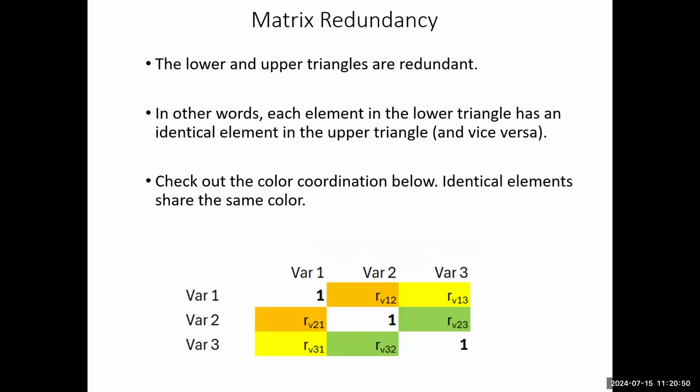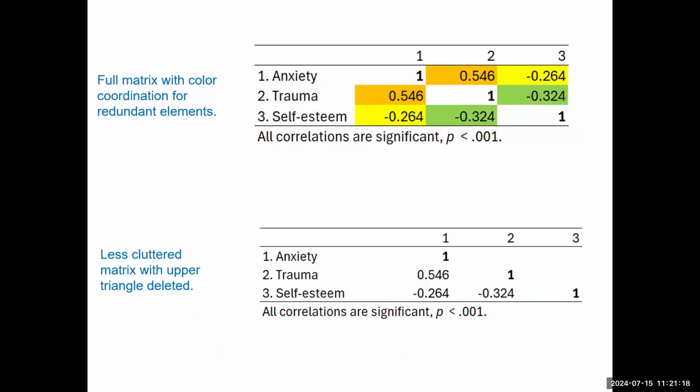Okay. Now, on this slide, I show that the lower and upper triangles are mirror images of one another. So every element present in one of the triangles has an identical corresponding element in the other triangle. And so I use color coordination here to show you which elements are redundant based on this simple 3x3 matrix. Okay, at the top of the slide here, I retain the color coordination and I put the numbers back in. So here we've got ones on the main diagonal, and then we've got the three unique pairwise correlations in the lower triangle, and then we could see the redundant entries in the upper triangle via color coordination.